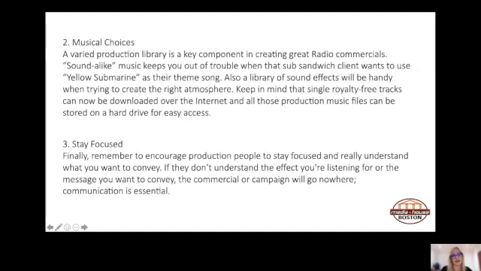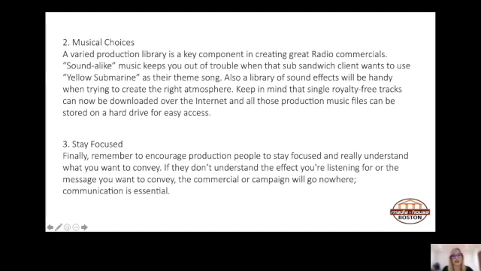Number 2, musical choices. It's important to have a production library that's got a variety of choices, okay? In order to create great radio commercials, it helps to have music that sounds similar to songs that are already made. So things like sound-alike music can keep you out of trouble when you have that client who wants to use Yellow Submarine as their theme song, for instance. Also, a library of sound effects will be handy when trying to create the right atmosphere.